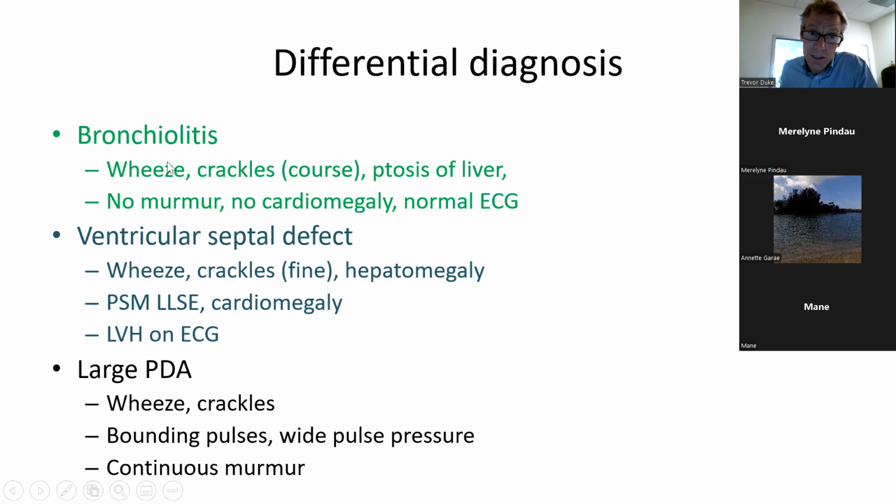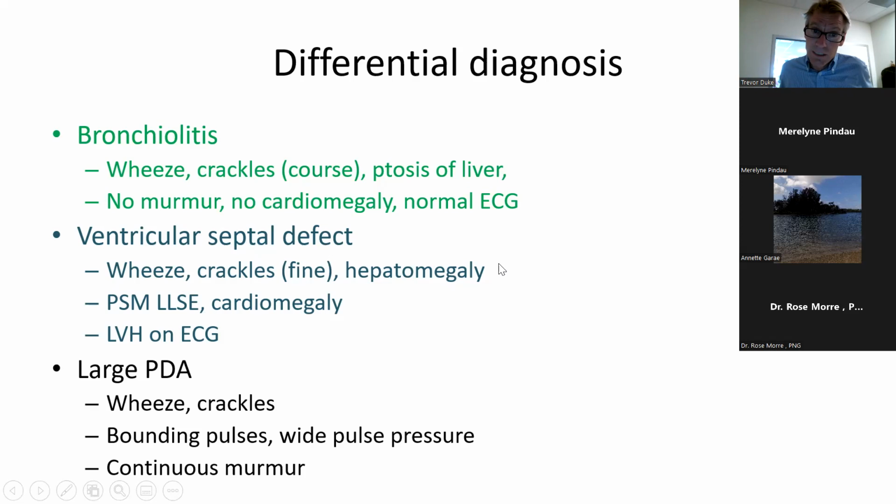So babies with bronchiolitis, of course, they have wheeze and crackles like this baby, and they will often have a large liver, but they won't have any murmur generally, although sometimes it's hard to tell whether they've got a murmur because you're just hearing lots of crackles and wheezes throughout their chest. They won't have cardiomegaly, and they'll have a normal ECG. So in a way, you need to put all the signs together and work out whether this child is likely to have just bronchiolitis or whether the baby is likely to have a VSD. Whereas children who've got a VSD will have wheezes and crackles, just like this child. The crackles will often be a bit finer than the baby with bronchiolitis.